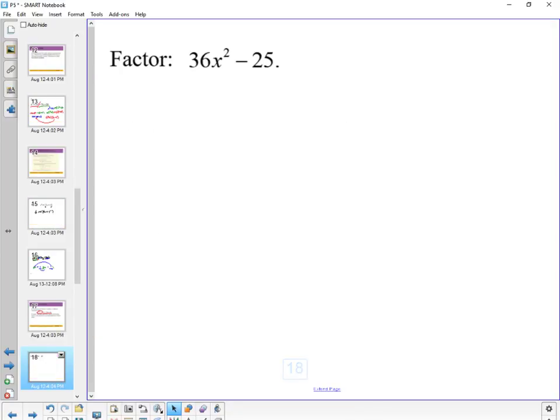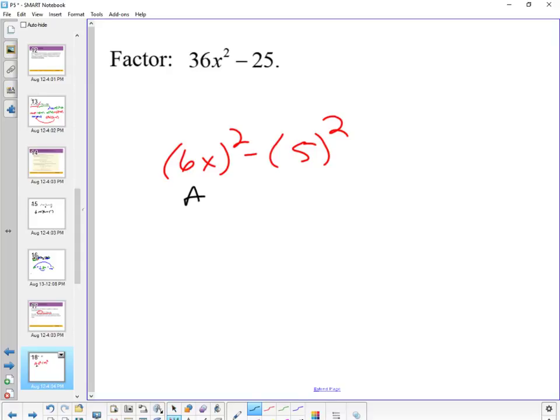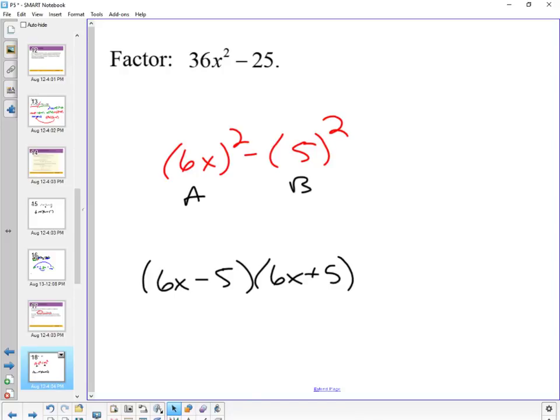All right, so like this case, can I express that as the difference of two squares? Well, what's the square root of 36? And the square root of x squared? Is there a square root of 25? 5. Good. So now I've identified A and B. So this will look like this. 6x minus 5, 6x plus 5. And I'm done.